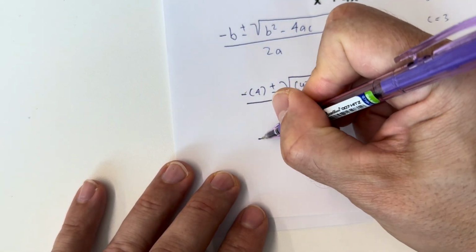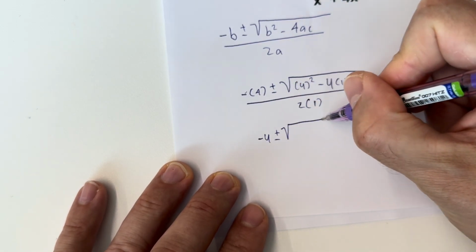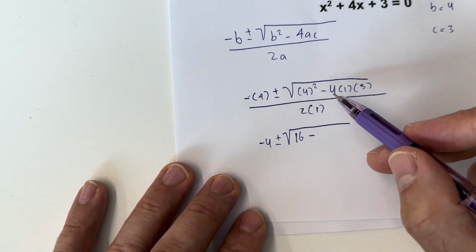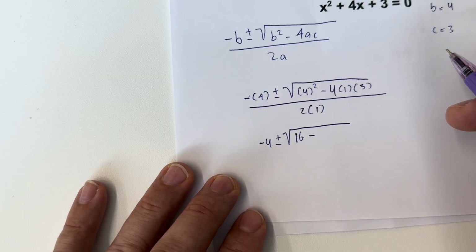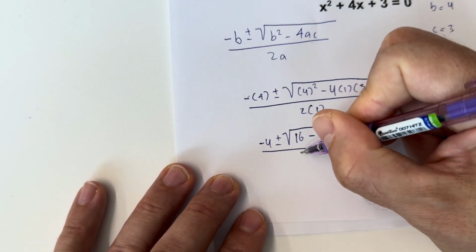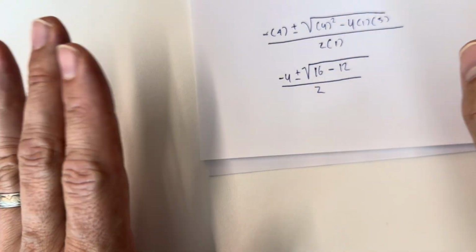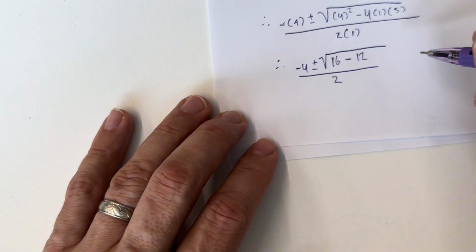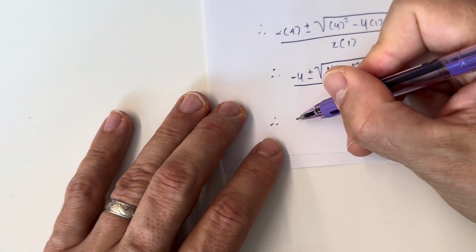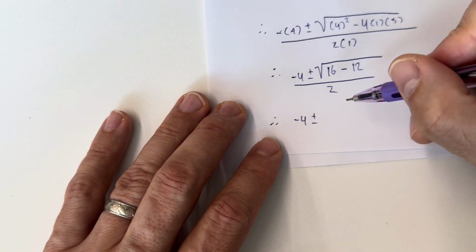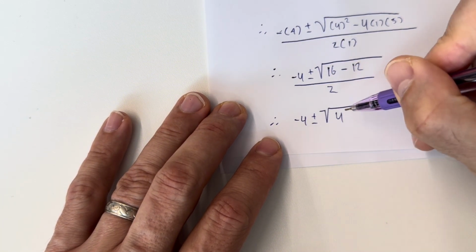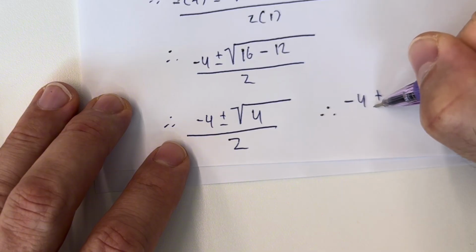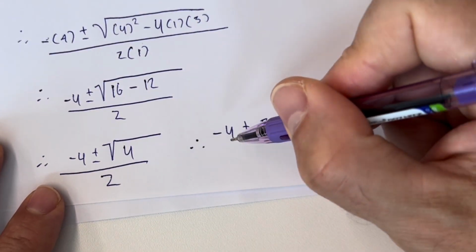So a negative times 4 gives me a negative 4 plus or minus the square root. Okay, 4 squared is 16 minus, 4 times 1 is 4, 4 times 3 is 12, so minus 12 over 2. Okay, let's do another round of simplification. I know this is a bit much, but let's just make it super clear. Next one, real fast. Negative 4 plus or minus the square root of 4 over 2. Okay, one more time. Negative 4 plus or minus, what's the square root of 4? Well, that's just 2. 2 over 2.